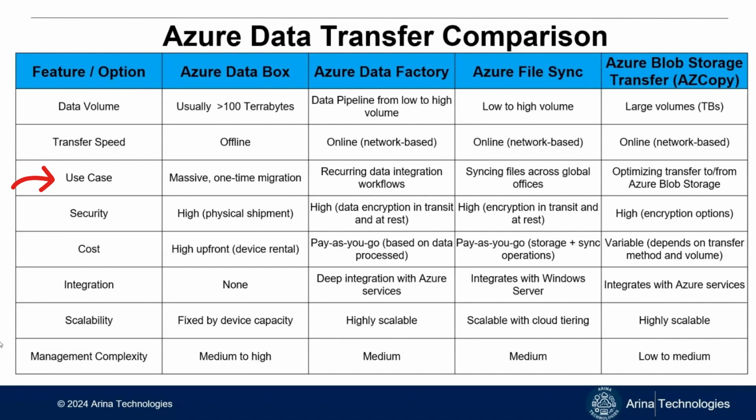Now, file synchronization is used for syncing files across global offices to a centralized location. Right, so I don't think it gets any more explanatory than that. And AzCopy, you optimize the transfer to or from Azure Blob Storage.